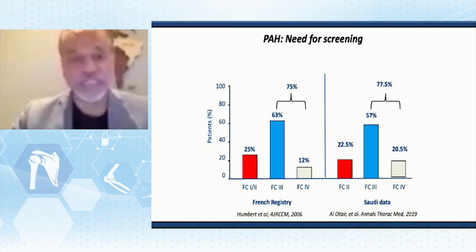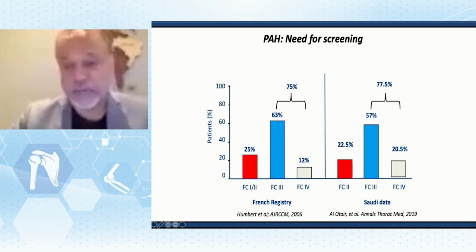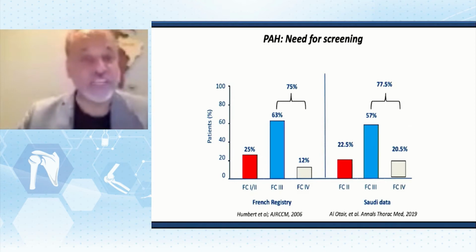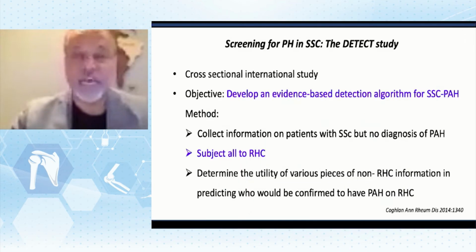Now, if you look at different studies, whether this is Saudi data, the first author was Dr. Hadid Al-Altair, published a couple of years ago, it showed that a significant number of patients that came to us as CTD-PAH arrived to us very late in functional class 3 or 4. And this is a replication of what's been noticed everywhere, including the French study and other studies. So the idea of screening is trying to pick up patients much, much earlier.